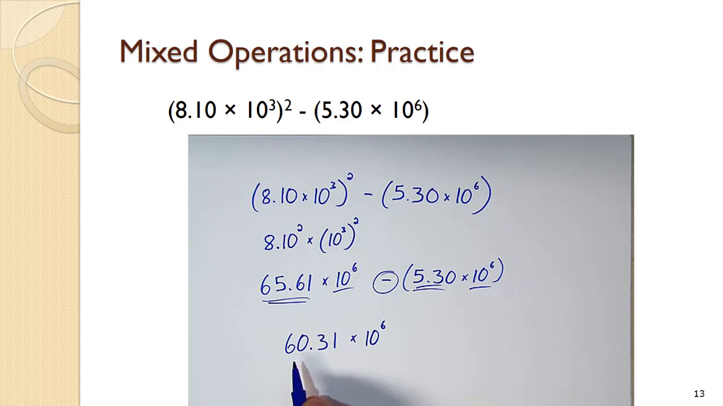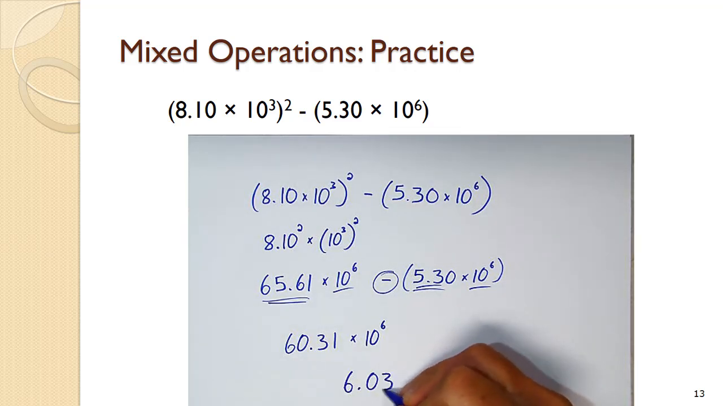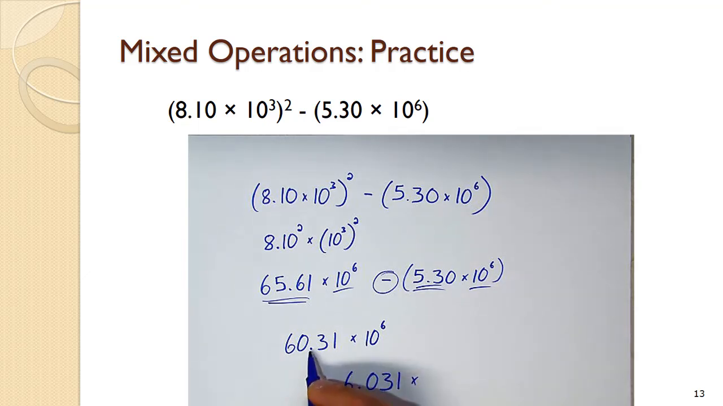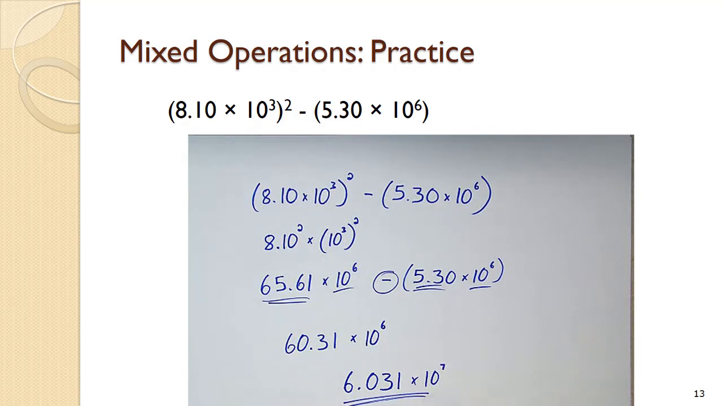However, that coefficient is still too big. Let's make the adjustment and call that 6.031. And since this is getting smaller, our power of 10 must get bigger by one spot. 6.031 times 10 to the 7th. And if you can do that, you're in good shape.